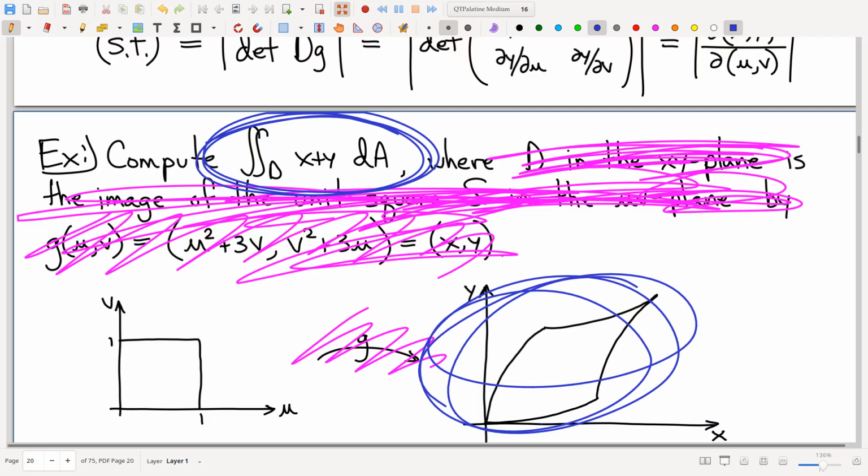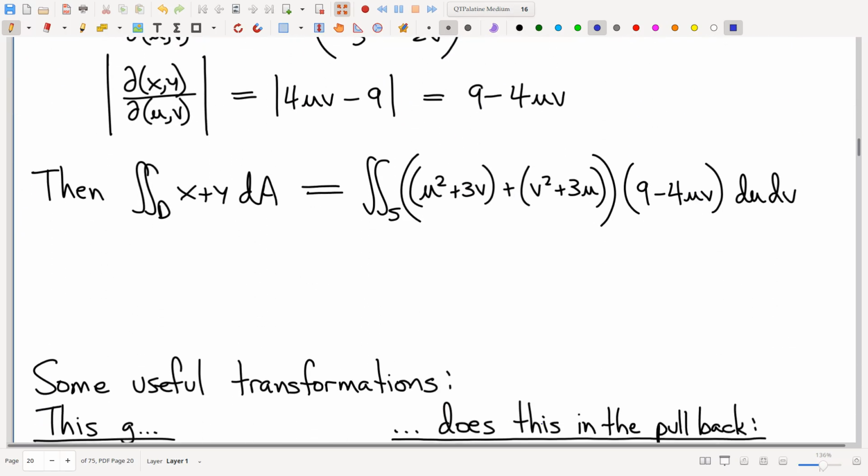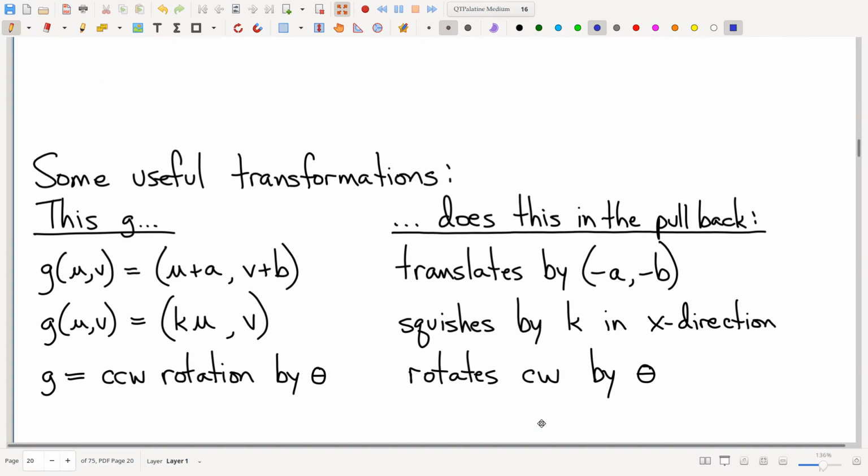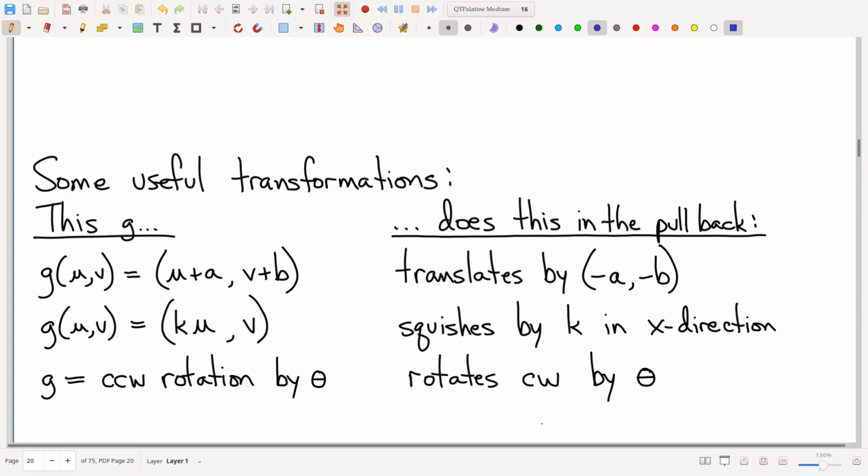You're going to have to figure out for yourself how to arrange it so that you have a domain and a change of variables function that will make this an image, so that you can then talk pullbacks. And here are some examples that tend to be useful. This is not intended to be a complete list. This is just a couple examples that are useful sometimes.